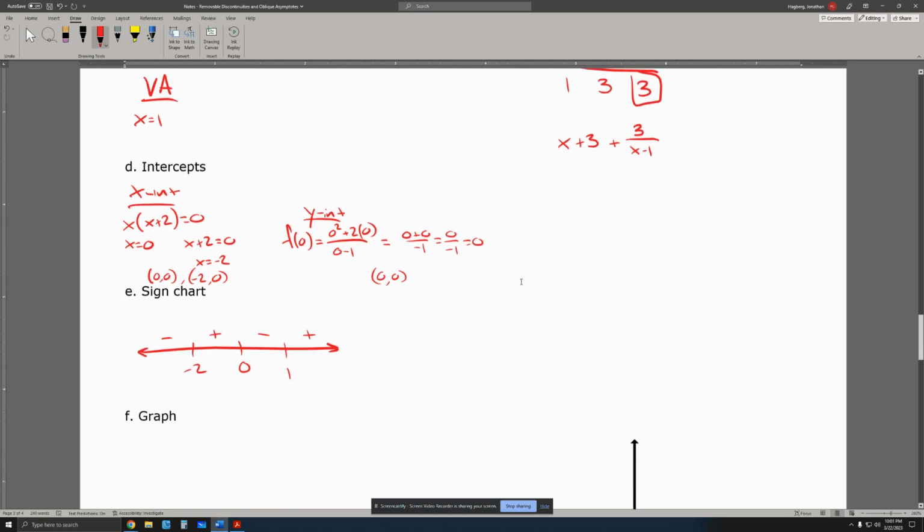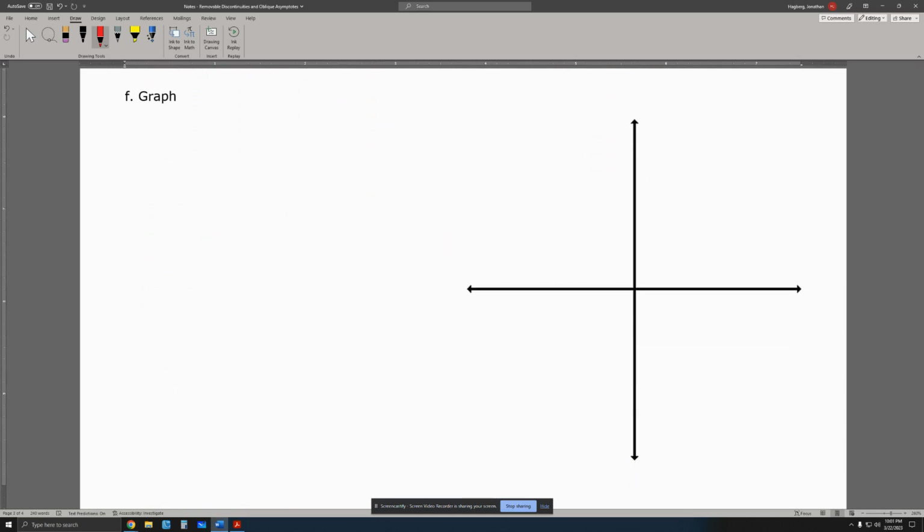Let's go ahead and graph this. So we'll start with our vertical asymptote at x equals 1. We've got our x and y intercept of the origin, and we've got another one at negative 2, 0. And then we've also got our oblique asymptote of y equals x plus 3. So if I were to graph that, I know that y equals x plus 3 has a y-intercept of 3 and an x-intercept of negative 3 and a slope of 1. So I'm going to draw this as a dotted line.